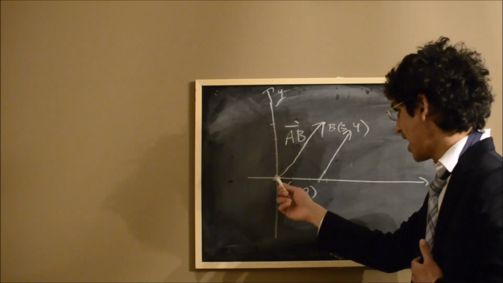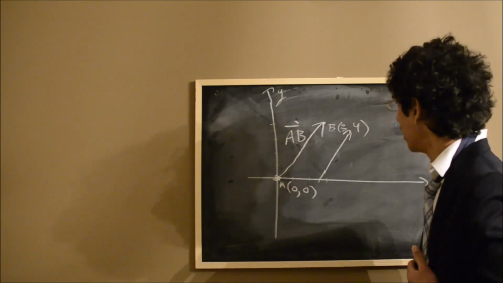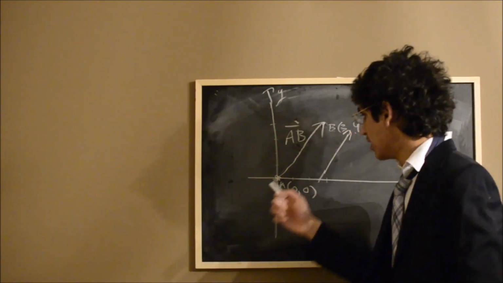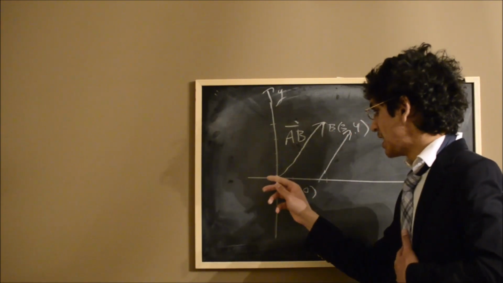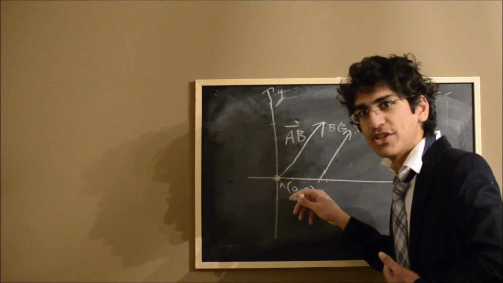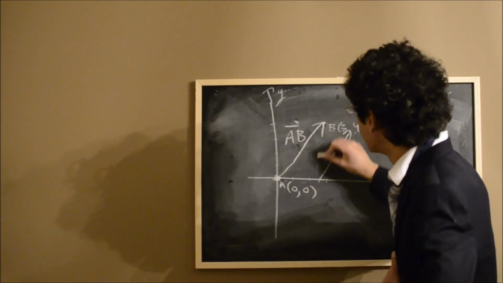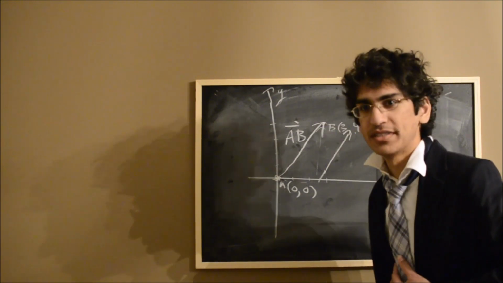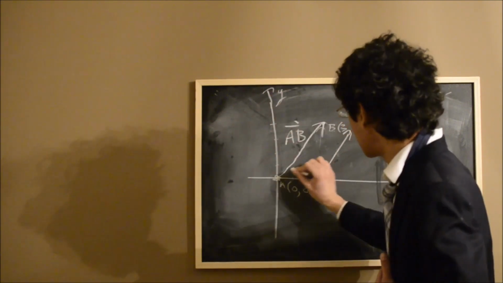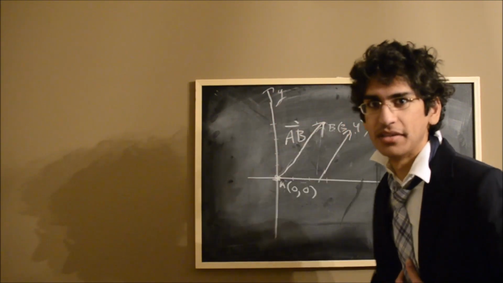This vector connecting points A and B has a direction. The initial point A is 0, 0. The final point B is 3, 4. So, for every 3 units this vector goes to the right in the positive direction on the x-axis, it goes up 4 units. That's a direction. 3 units to the right, 4 units up. That gives it a definite direction.